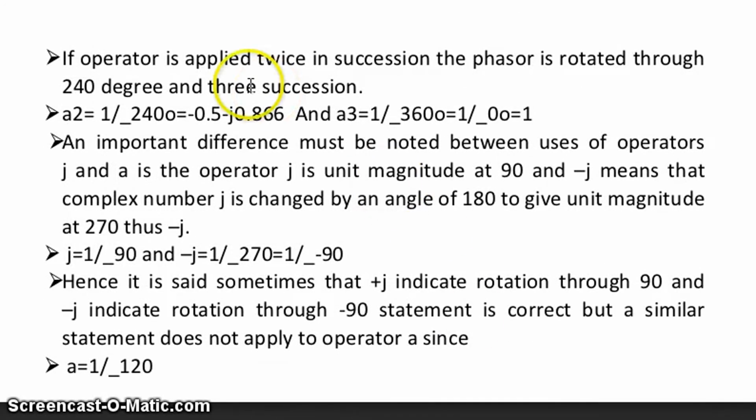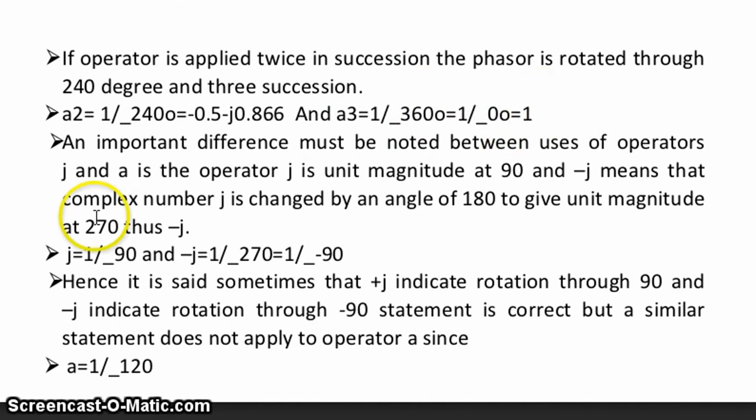Now the thing is, if an operator is multiplied or applied twice in succession, the phasor is rotated through 240° because it is 120 plus 120, which is 240, right? We do know that the angle gets added up. So a square is equal to 1 at an angle of 240°, which can be represented in complex form as minus 0.5 minus j 0.866. And a cube gets rotated by 120° 3 times, that is 360°, which is equal to 1.